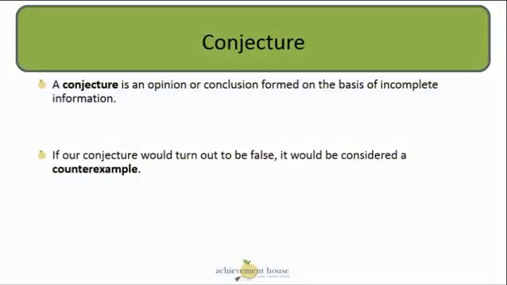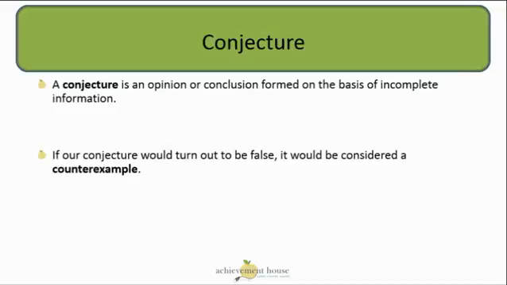So, how do we decide if a statement is true or false? Well, from the information given to us from the if-then statement, we're making what's called a conjecture. A conjecture is an opinion or conclusion formed on the basis of incomplete information. So if someone tells us a statement, we have to make a conjecture about whether it is true or not. If our conjecture turns out to be false, it would be considered a counterexample. A counterexample is a way of proving that a statement is false.